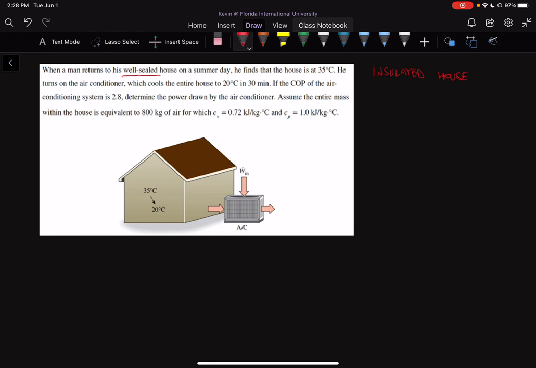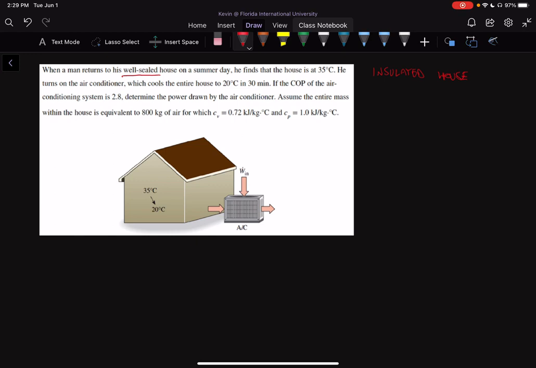He finds that the house is at 35 degrees Celsius. He turns on the air conditioner, which cools the entire house to 20 degrees in 30 minutes. If the COP of the air conditioning system is 2.8, determine the power drawn by the air conditioner. Assume the entire mass within the house is approximately equivalent to 800 kilograms of air, for which CV is 0.72 and CP is 1 kilojoule per kilogram degrees Celsius or degrees Kelvin. So kind of a complicated problem that we don't really know how to approach at first look because we're given a lot of information.